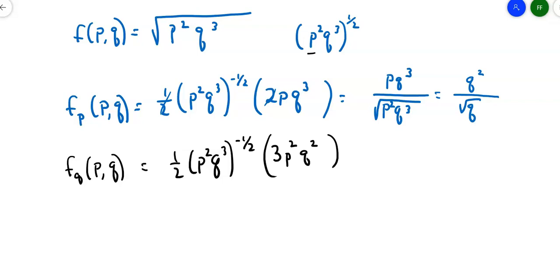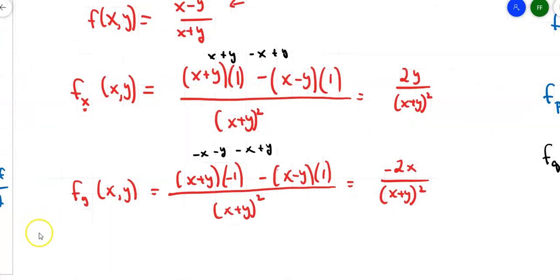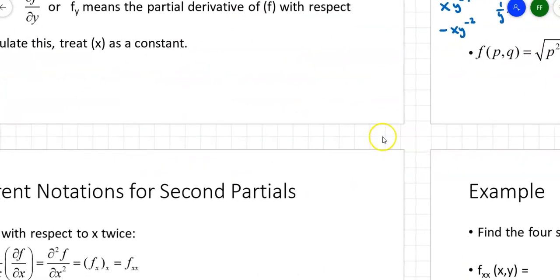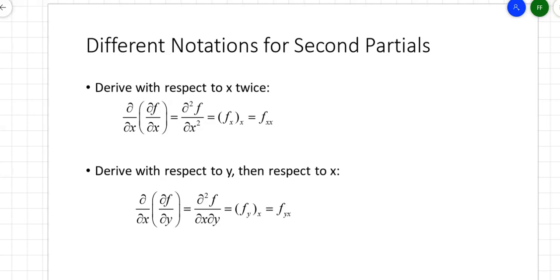Whatever you're deriving with respect to stays a variable, and then everything else is treated as a constant. So let's slide this over and take a look at the next step, which is what happens if I have second partial derivatives. And again, I've got a couple of PowerPoint slides in the presentation. You can read through each of the details.